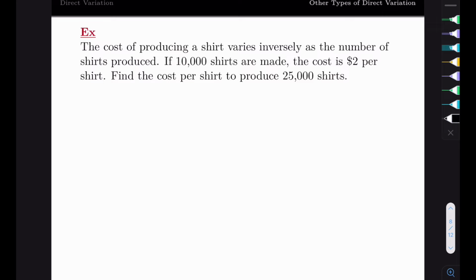We have quite a few things that are varying in here. So I'm going to set up some equations for my unknowns. My number of shirts is going to change. The cost per shirt is going to change. And because it does tell us it varies inversely, we do have our constant of variation, which is still currently unknown.